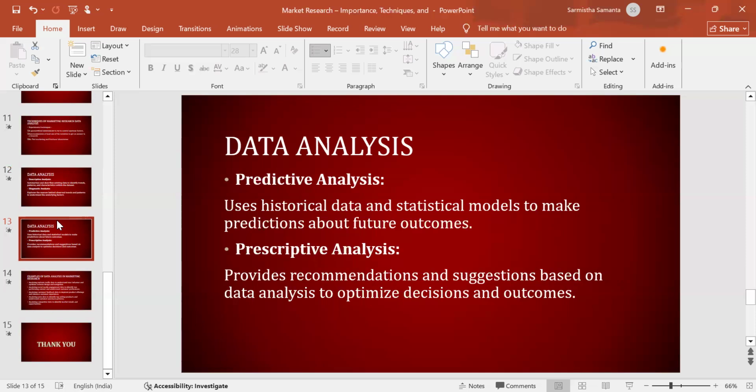And obviously the next, last but not the least step, is the prescriptive analysis. Management is concentrated on this analysis only. What you are prescribing, as a market research analyst, to improve this situation. It provides recommendations and suggestions based on data analysis to optimize decisions and outcomes. During winter, my cosmetics brand demand is going down. So do I need to introduce a cosmetic range with more moisture in it so that it does not cause skin dryness? So this prescriptive analysis will be given in this kind of data analysis. So these are the 4 ways of data analysis.